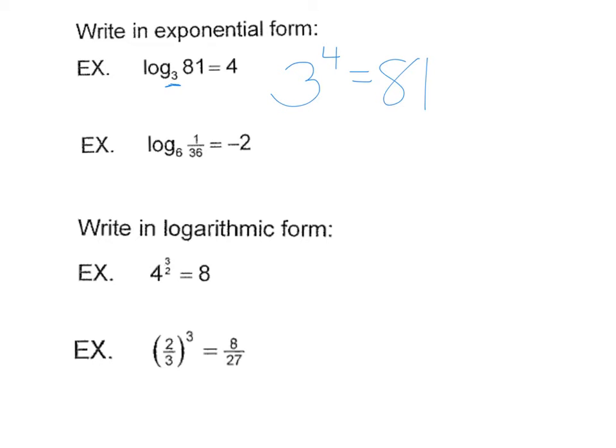For the second one, the base is 6, so the little base grows up, becomes a big base. The -2 and the 1 over 36 change sides.